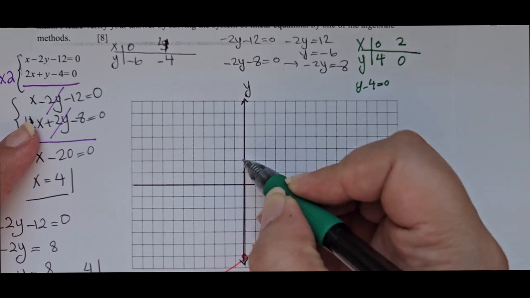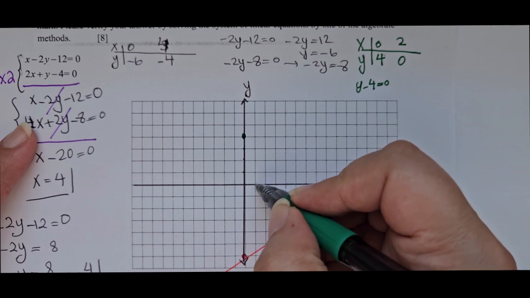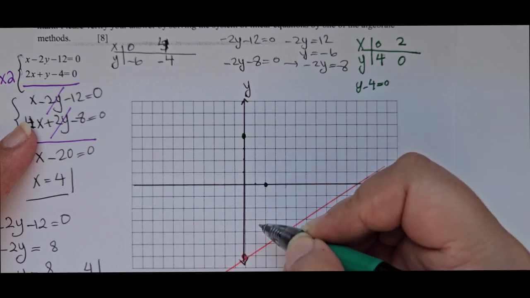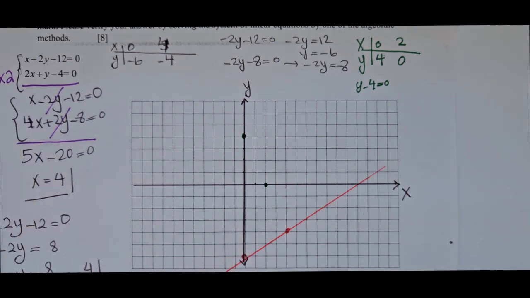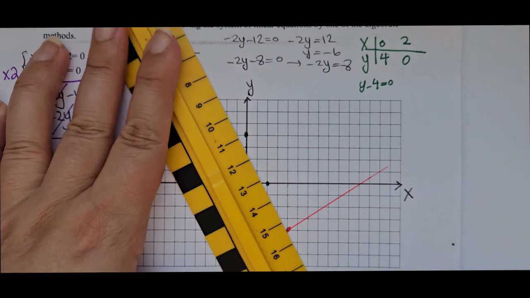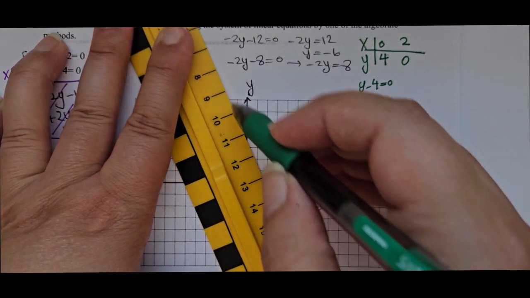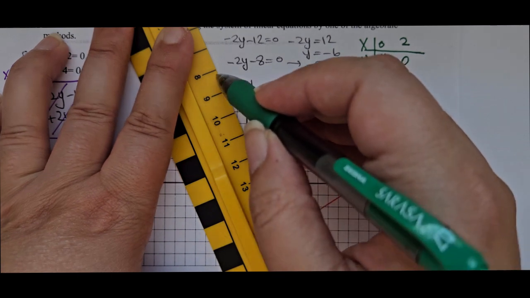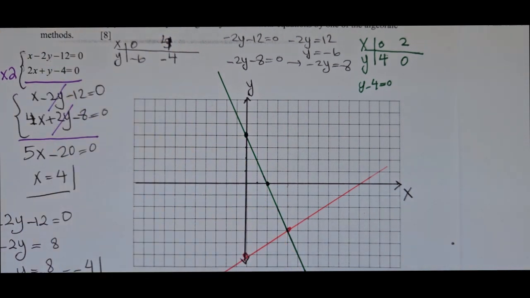Now I have 2 points, 0 and 4. 1, 2, 3, 4. This is 1 point. The other point is 2 and 0. Okay, so this is your other point. And remember, your intersection point is 4 and negative 4. So this is exactly this point. Now let's draw the second line. Okay, if I draw the second line crossing from these 2 points, I would see that, right?